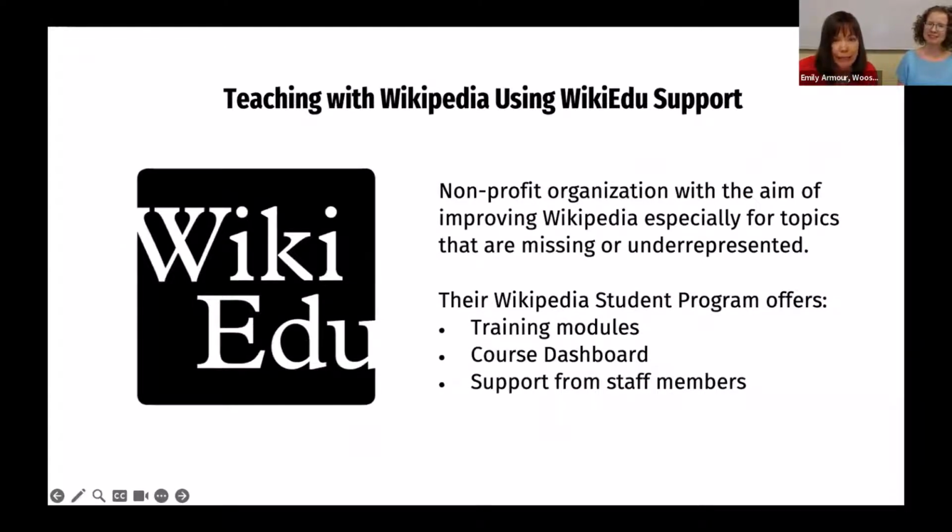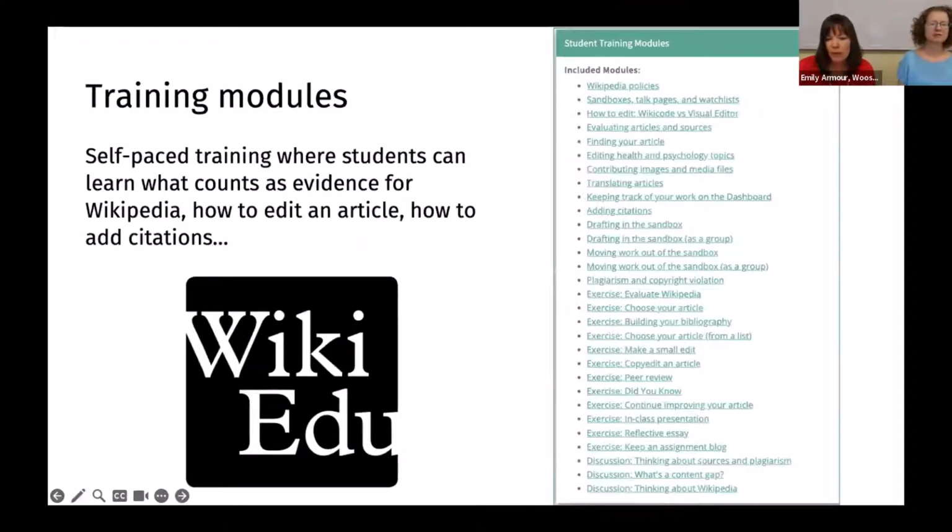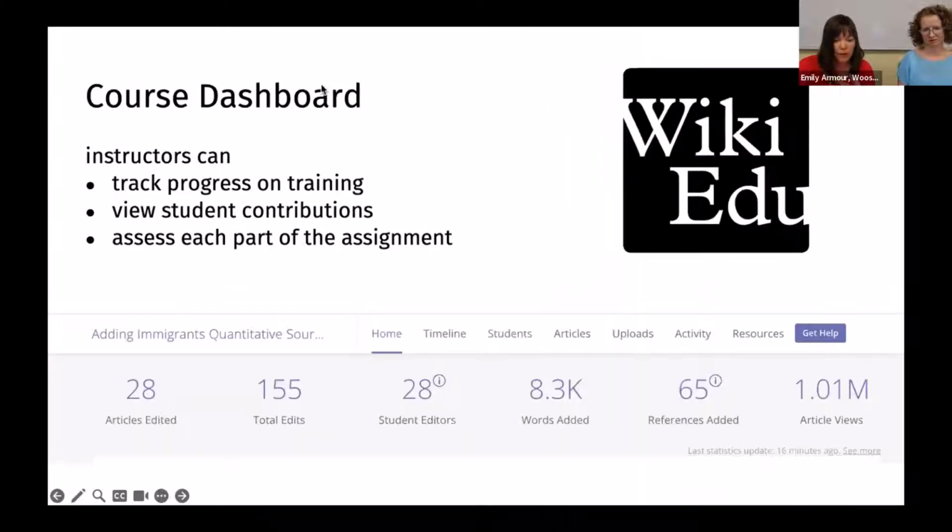Okay, I don't know how to teach with Wikipedia though. Well, WikiEDU is a nonprofit organization, and they're not associated with the Wikipedia Foundation, but their whole point is to help promote articles that are either underrepresented or completely missing. They have a student program that offers training modules, a course dashboard, and support. We'd like to show you a couple of things. Training modules you're familiar with. They're self-paced, but you as an instructor can assign certain modules, and you and the students can easily see the progress they're making on those modules.